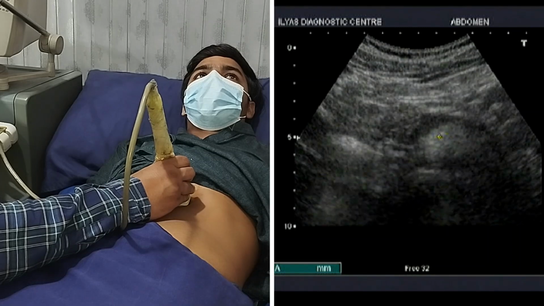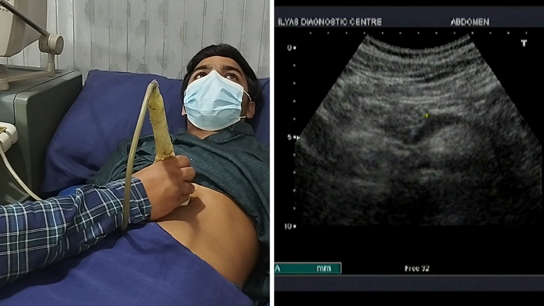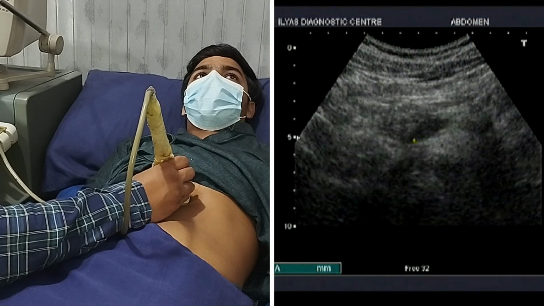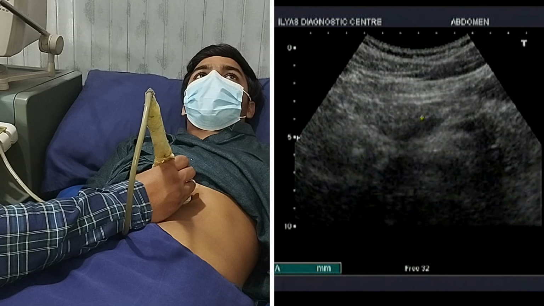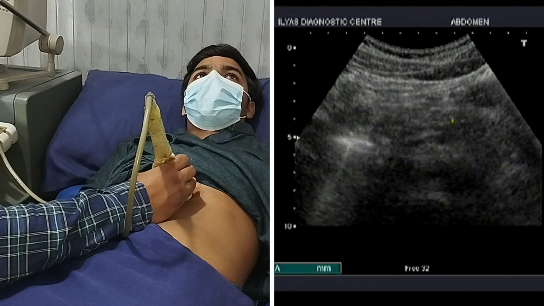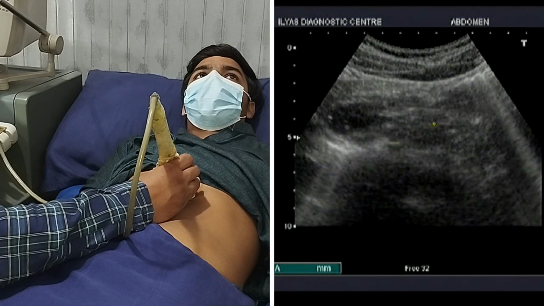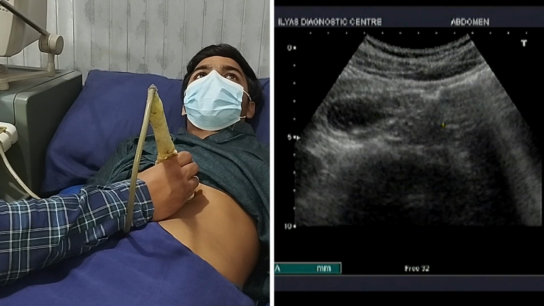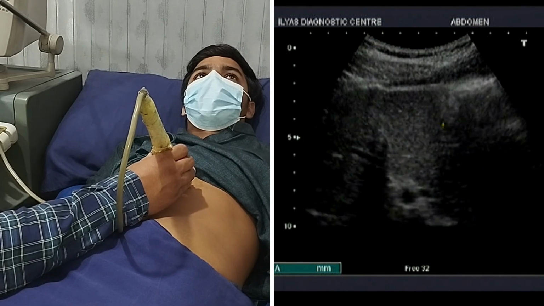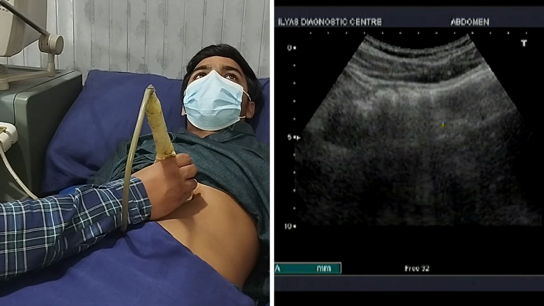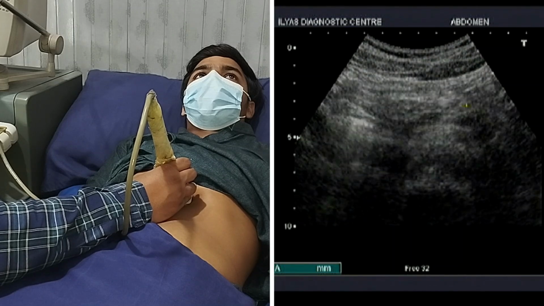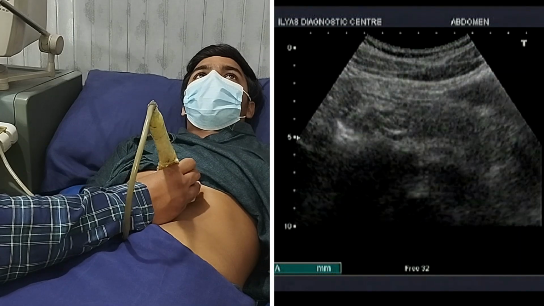Now, here we can see the head of the pancreas. This is the head of the pancreas. And now it will continue as the body. Here, this thin structure is the body of the pancreas, and I am continuously applying pressure. If I withdraw my hand, I release the pressure, and this will be obscured by bowel gases. I will again apply the pressure, and again this is the body of the pancreas visible, and it is leading to the tail of the pancreas.